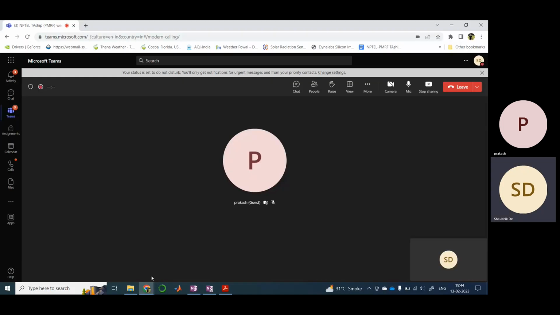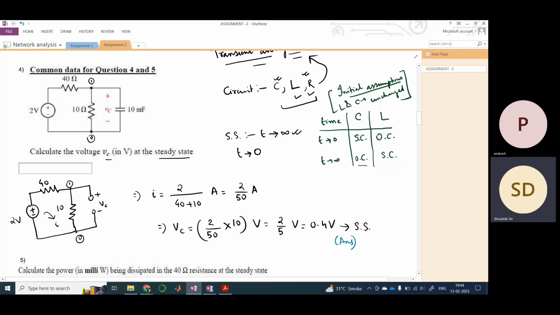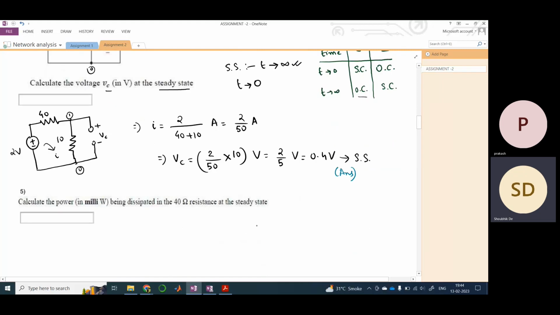Okay, now let us move to the next problem. We'll move a bit faster. Now they have asked for the power dissipated through the 40 ohm resistor. This is very simple, right? What is the current flowing through 40 ohm? It is nothing but I.